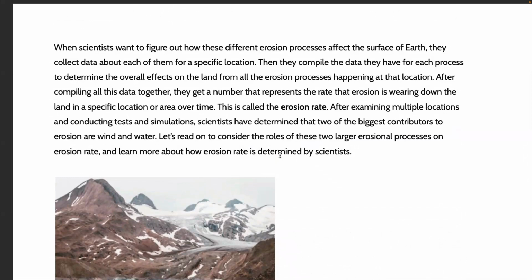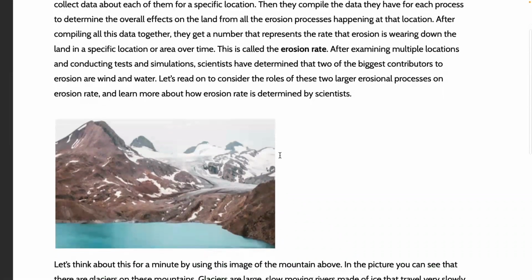After examining multiple locations and conducting tests and simulations, scientists have determined that 2 of the biggest contributors to erosion are wind and water. There might be other things that help erosion happen, but the 2 biggest ones are wind and water. Let's read on to consider the roles of these 2 larger erosional processes on erosion rate and learn more about how erosion rate is determined by scientists.